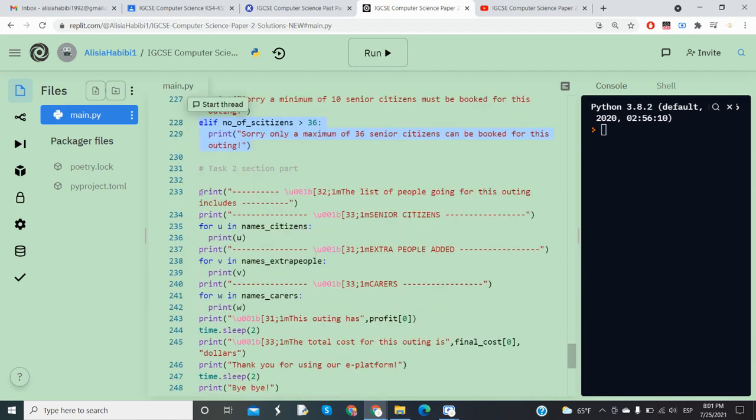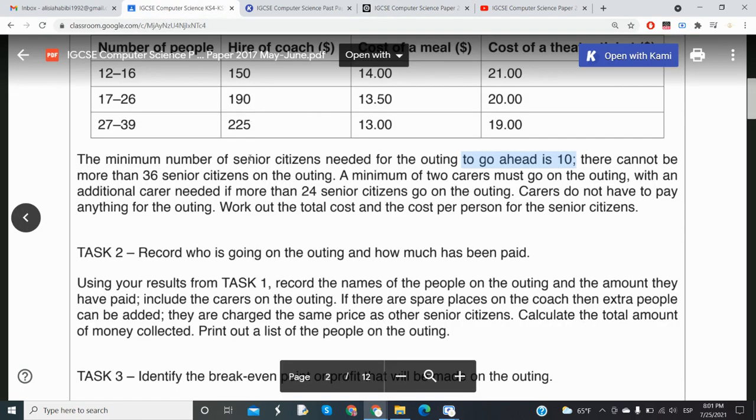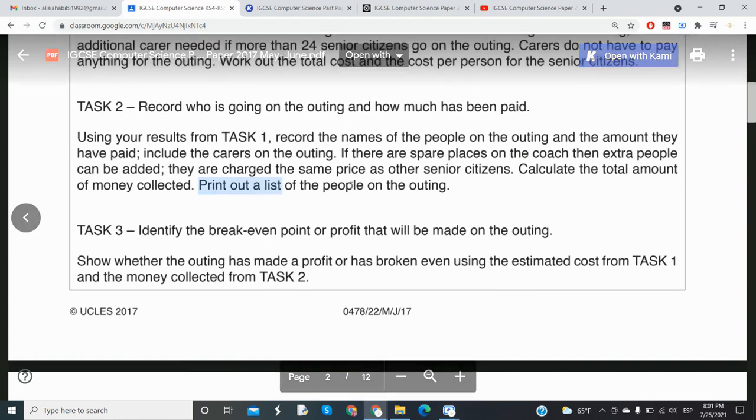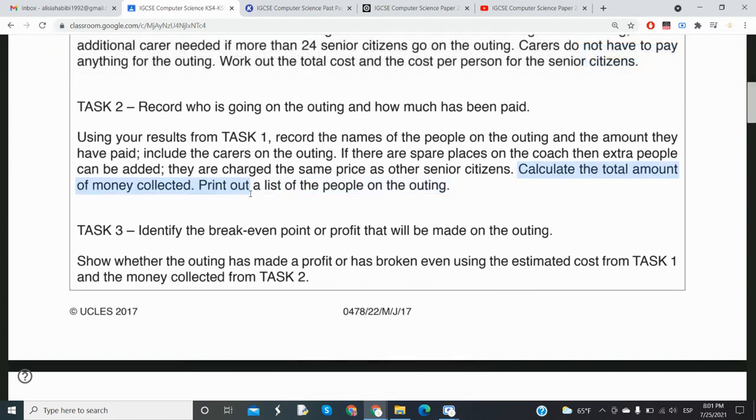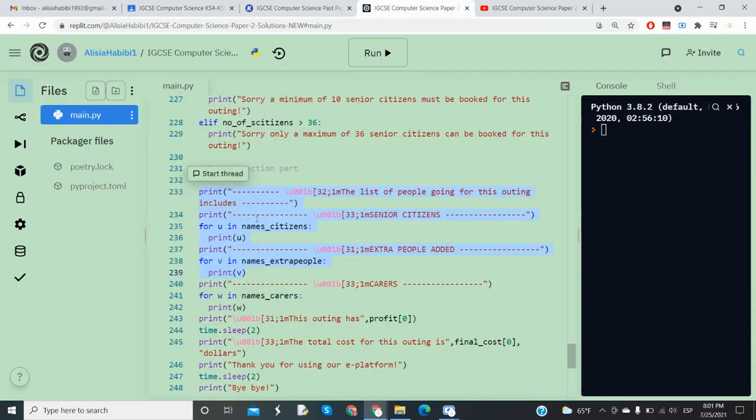Finally, for task 2, it did say that you need to display the names of the people going. If you remember for task 2, print out the list of people on the outing and the total money calculated. So this is what this is doing right here. It's printing out the list of people going. And again, these codes are color codes. If you would like them, just let me know and I'll put the link of where I get the color codes from. So these are printing out this message for the number of senior citizens going.